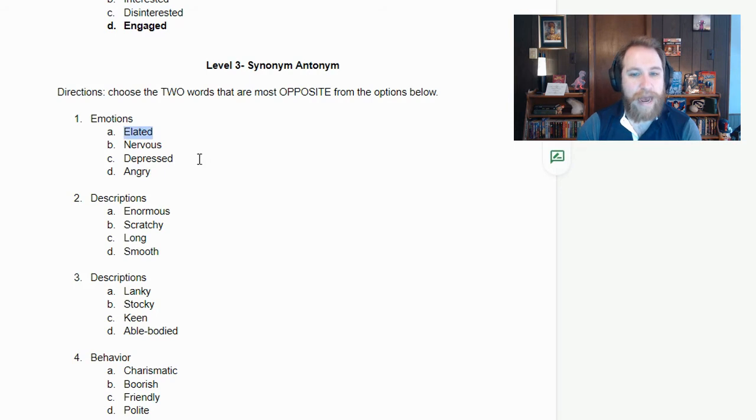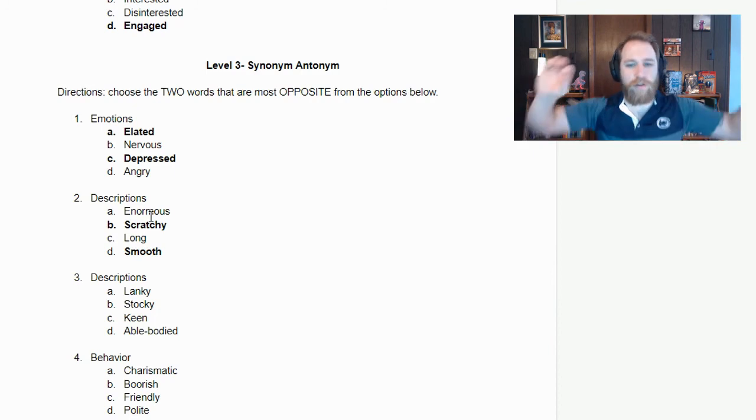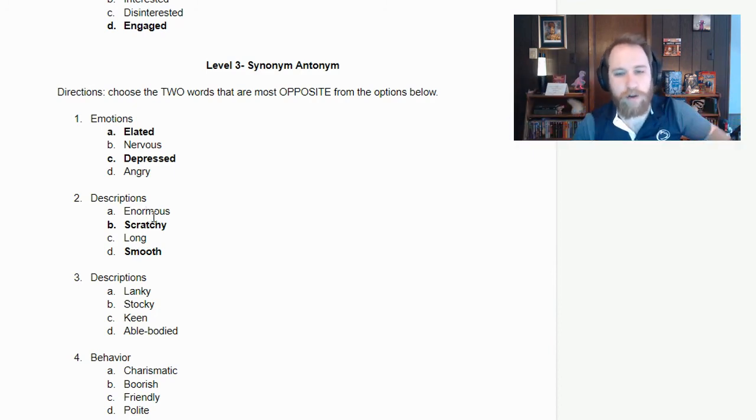So of these, happy and sad, or elated and depressed, are some of the most different, right? Nervous, angry, right? These don't really, they're not really too separated. Okay, descriptions: enormous, scratchy, long, smooth. Okay, so right off the bat, 2 of those seem pretty similar, right? Scratchy and smooth should immediately jump out to you as opposite. Okay, long, enormous, that's, like both of those could describe a hot dog, right?